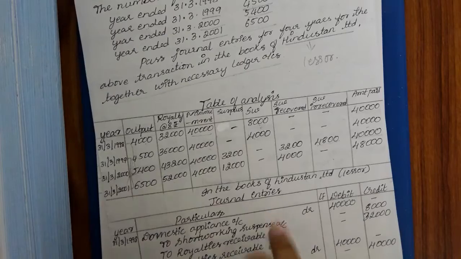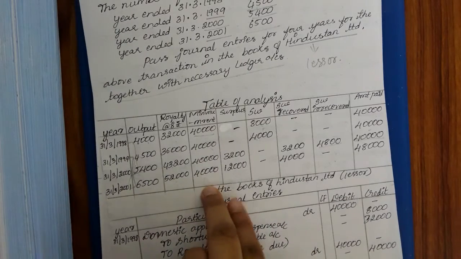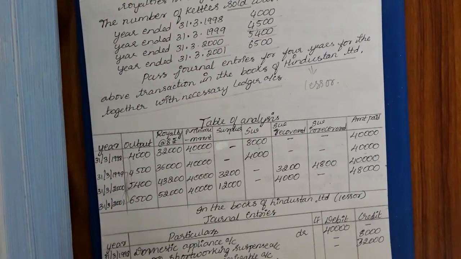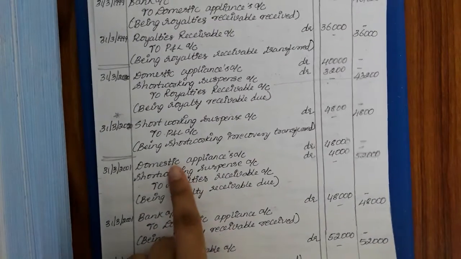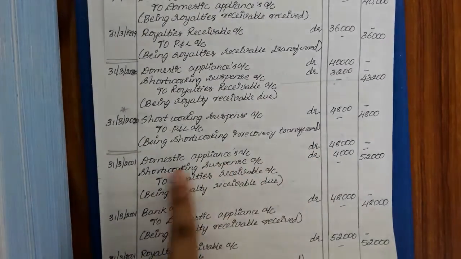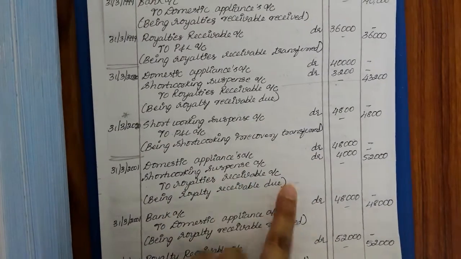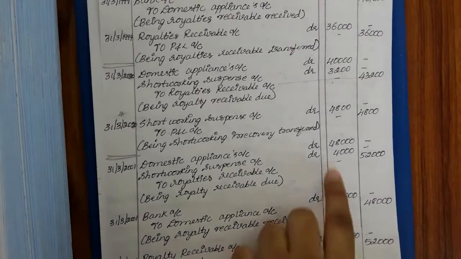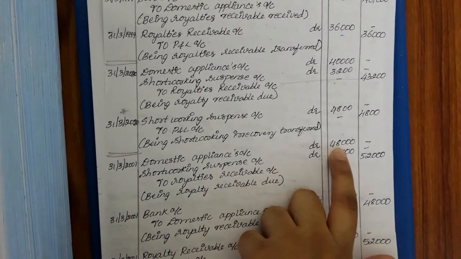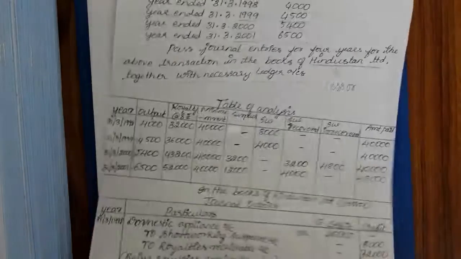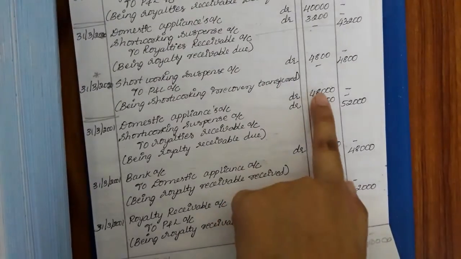As you can see, in year 4 the royalty is more than minimum rent. Whenever the royalty is more than minimum rent, what is the entry for that? Due entry: domestic appliances account debit, short working suspense account debit to royalties receivable account. And notice, whatever the actual money you have received, you will be writing in the domestic appliances account, that is the lessee's account, 48,000.